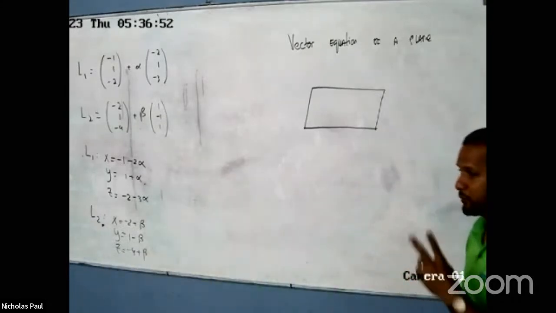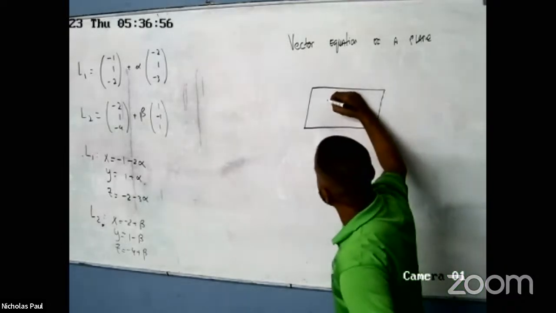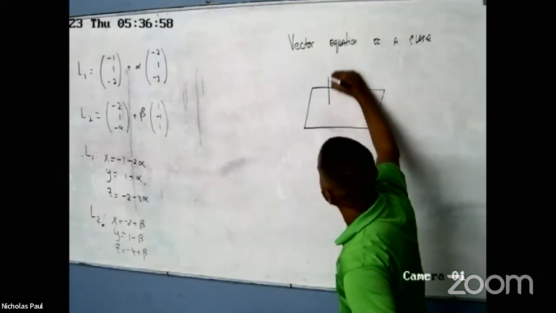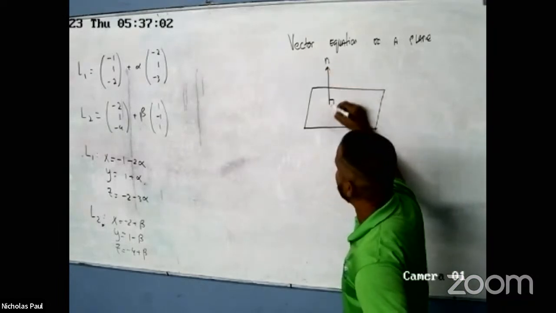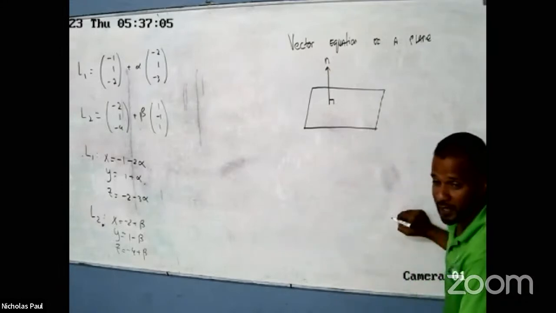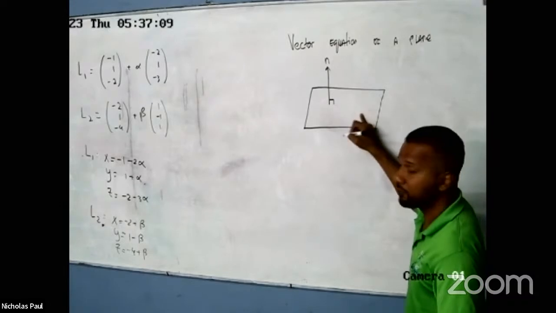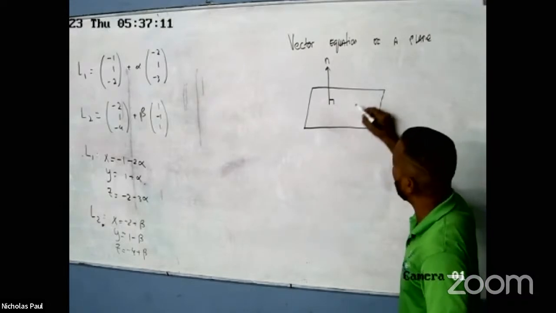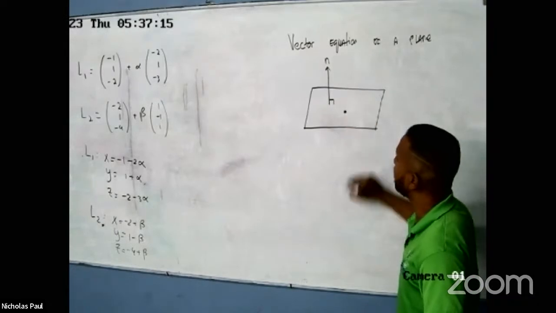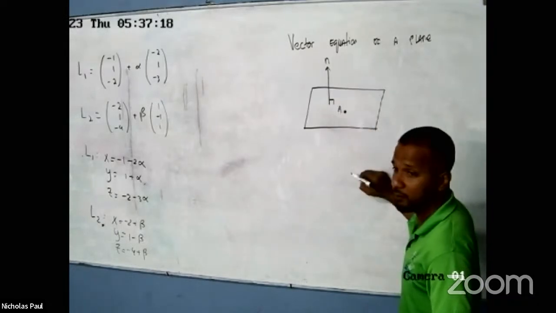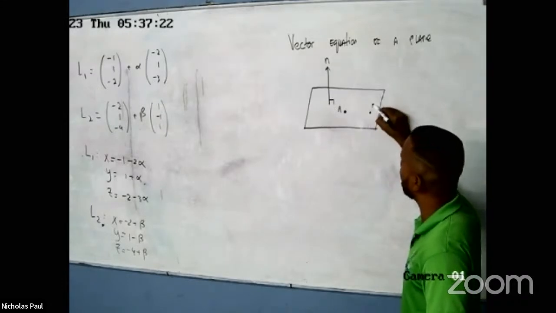We need 2 things. We need something to give us direction. So what we use is a vector perpendicular to the plane. Let's call it N. N is perpendicular to the plane. Then we do the same thing again, just as before, we get a point on the plane. Let's call that point A. And we know that point, and then we have some random point R.